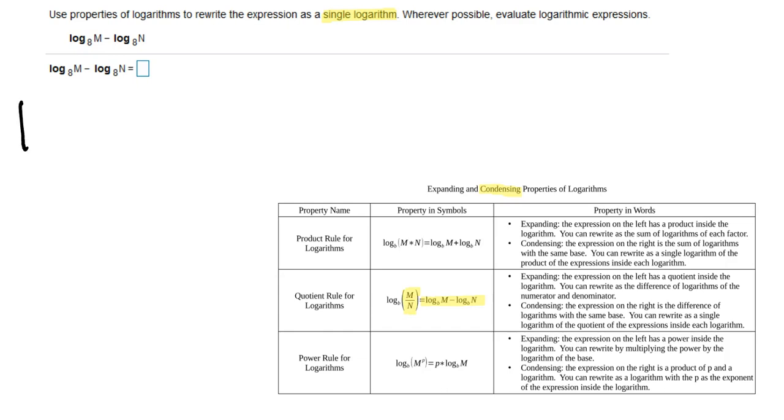So for our example, when we condense, we're going to have a log base 8. Notice both of our logs have log base 8. You can only condense if they have the same log base. And then we're going to condense using division because of the subtraction. The m goes to the numerator because the log is positive, and the n goes to the denominator because that log is negative. So we condense to get log base 8 of m divided by n.